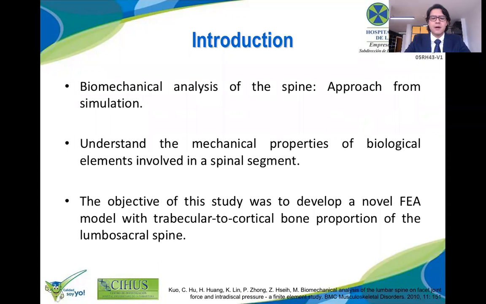Biomechanical analysis of the spine can be approached by different methods, and one of these is simulation models. These allow us to understand the mechanical properties of biological elements involved in a spinal segment. The objective of this study was to develop a novel finite element analysis model with trabecular to cortical bone proportion of the lumbosacral spine.